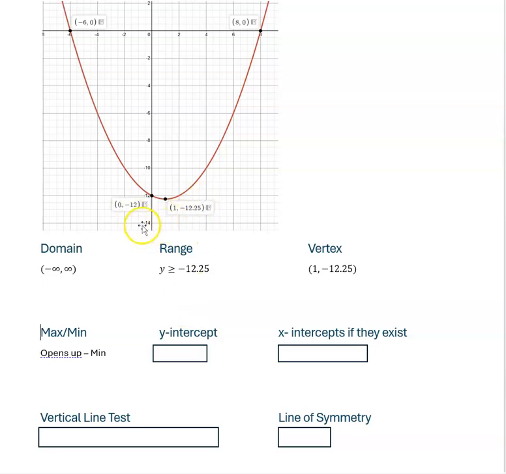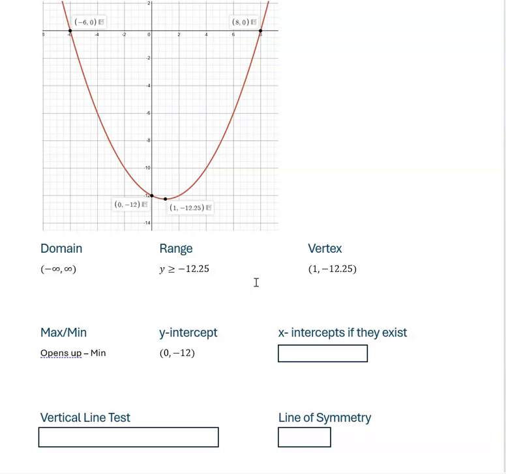Also noted on this graph is the y-intercept, and the y-intercept is where the graph crosses the y-axis, and that is what if x value is 0, what will we have? And that would be negative 12. And so 0, negative 12 is our y-intercept.